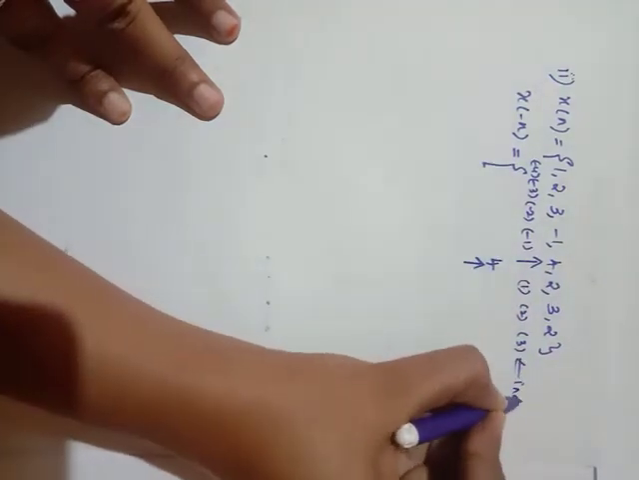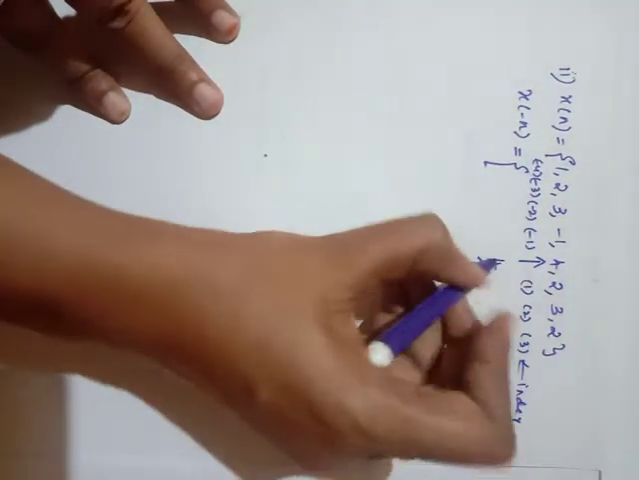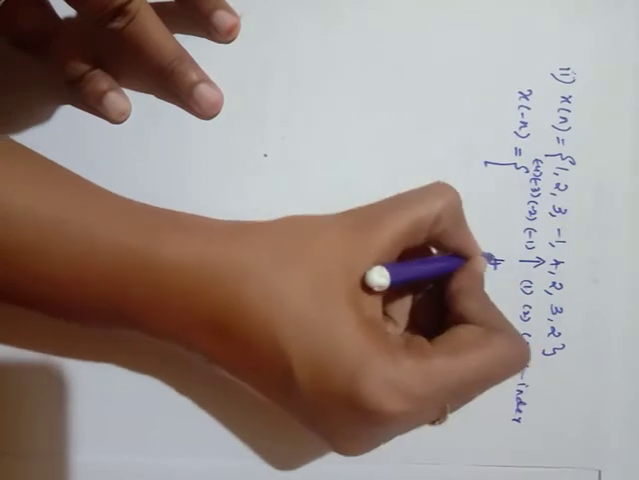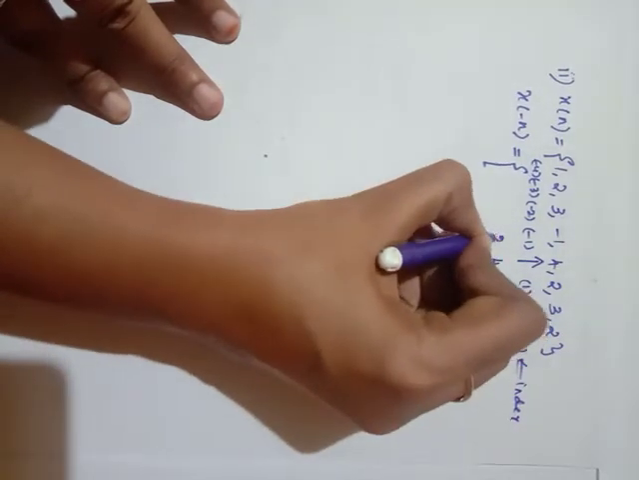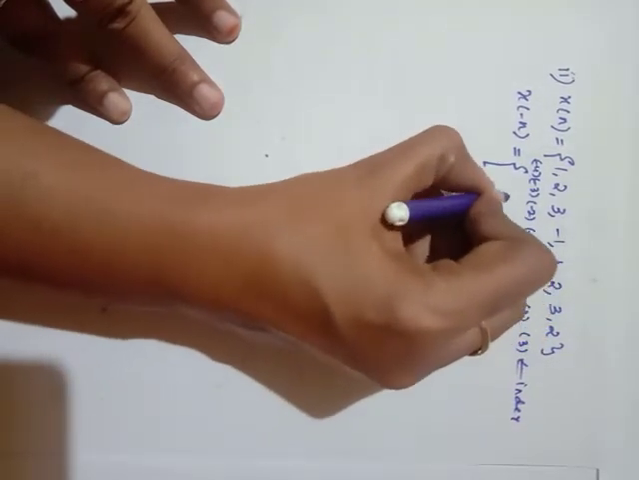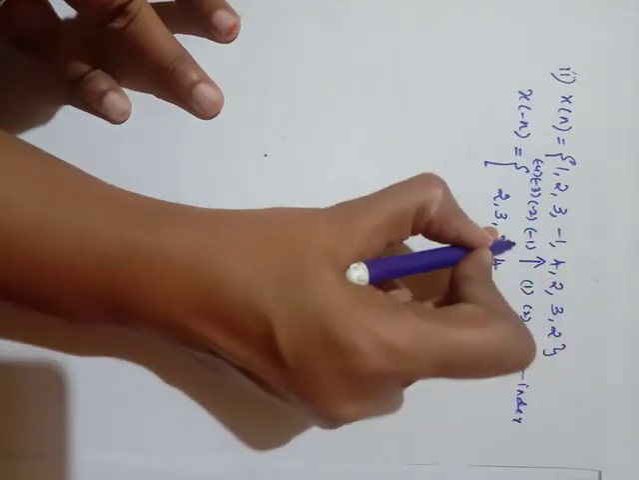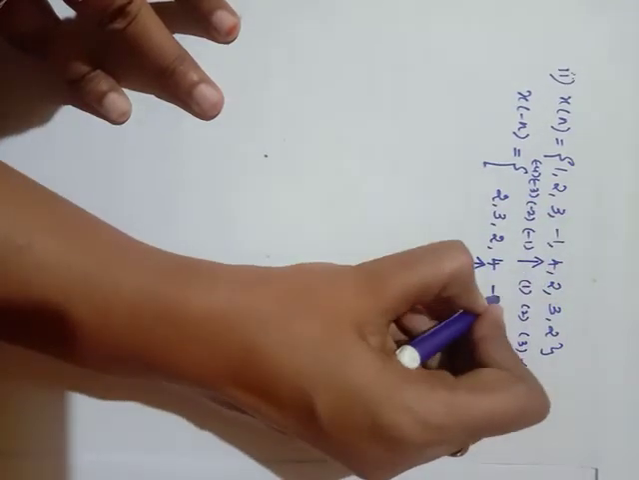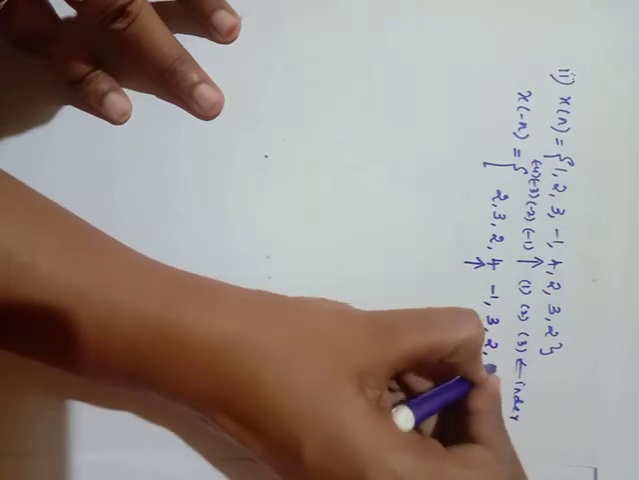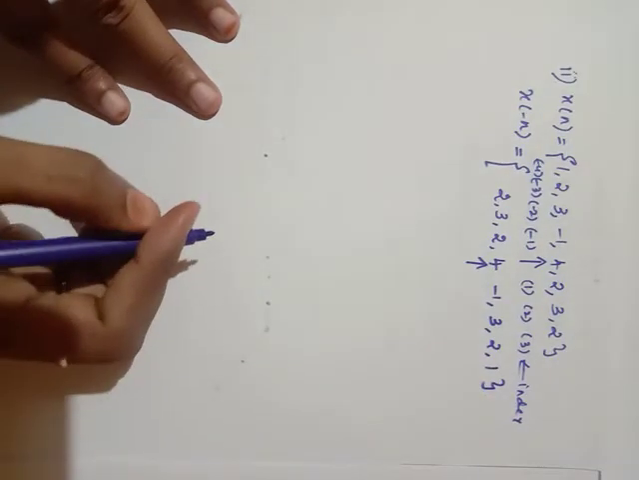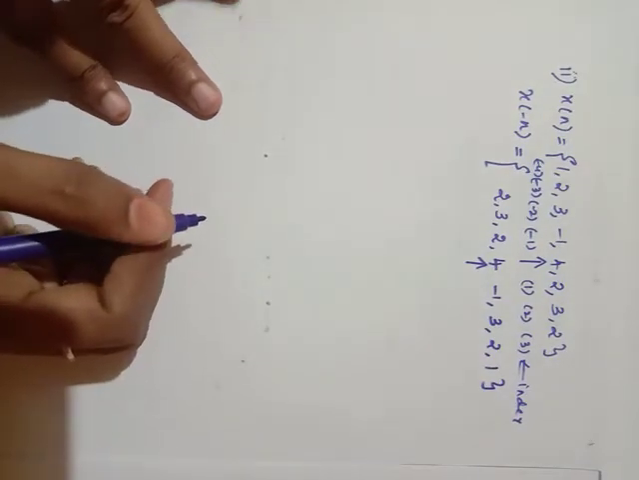Okay, now just you need to replace it. So here whatever you are having in positive side, you will get here in the negative side. Okay, so I am replacing 2, 3, 2 here, minus 1, 3, 2, 1. So this is the time reversal of this discrete time sequence.